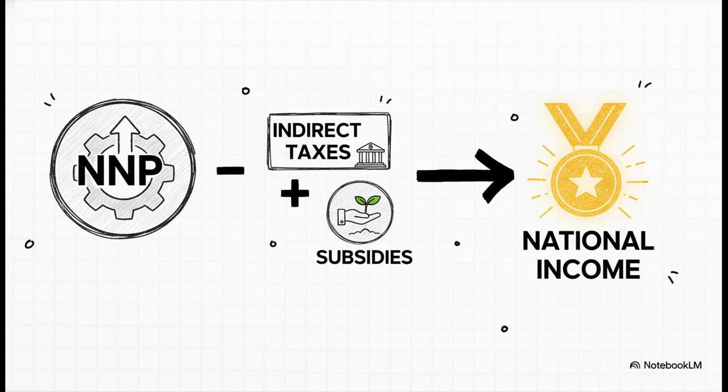And there's just one final tiny step. The price we pay for things in the market usually includes indirect taxes, right? Like GST. But that tax money goes to the government, not to the person who made the product. So to find the producer's actual income, we take NNP, we subtract those indirect taxes, and then we add back any subsidies the government gave. This final number is called NNP at factor cost. And that, my dear students, is what we officially call our national income.